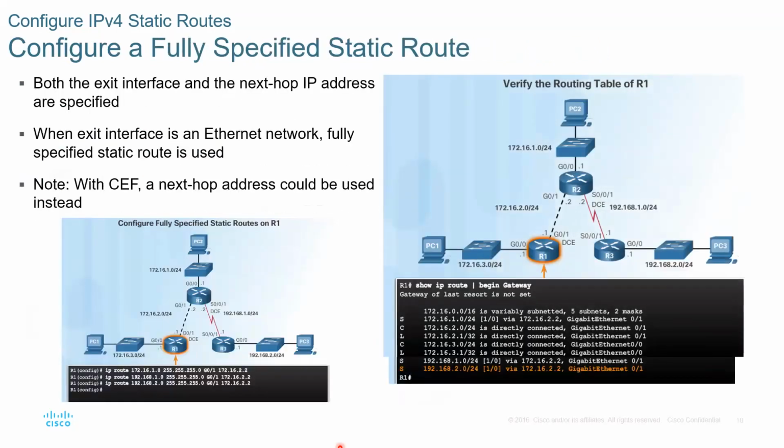Configuring a fully specified static route. You can see here, R1 is going to put in the 3 routes: network address, subnet mask, local interface, and next hop address. So this would be a way to eliminate the recursive lookup, but if you're using CEF, the next hop address could be used instead because it uses the mapping of the layer 2 address.